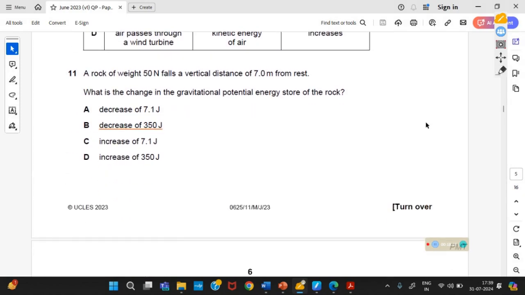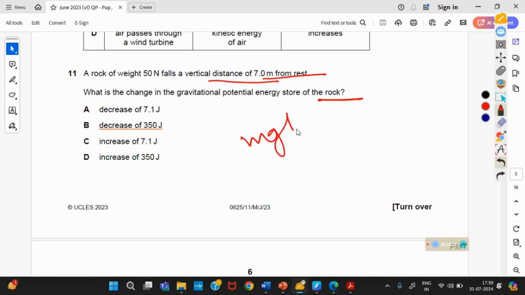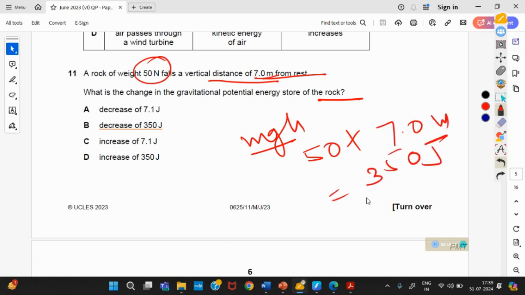A rock of weight 50 Newton falls a vertical distance of 7 meter from rest. What is the change in the gravitational potential energy store of the rock? Now the distance is going to decrease here because it is falling, and this is the vertical distance of 7 meter, and the formula is mgh. mg is the weight, 50 Newton, so 50 multiplied by h, which is 7 meter, should be 350 joule. 350 joule decreases because it is falling down, so the height h is decreasing here.